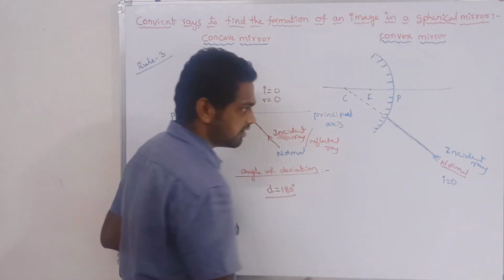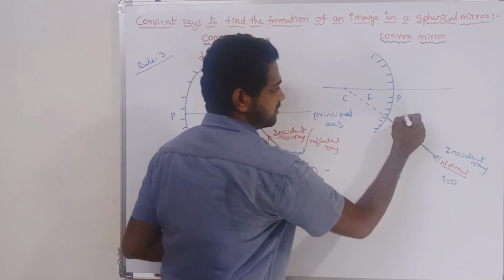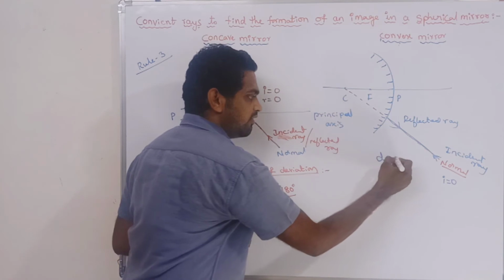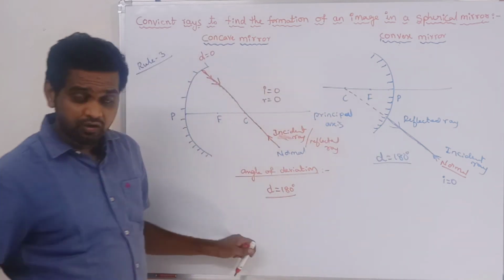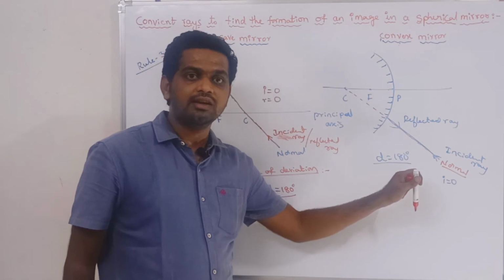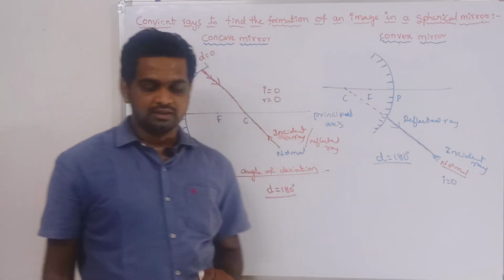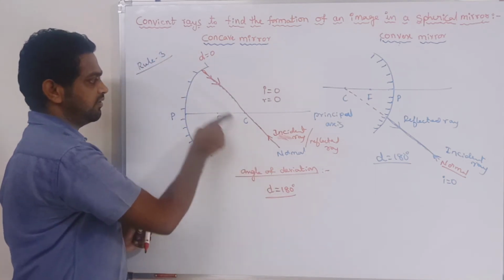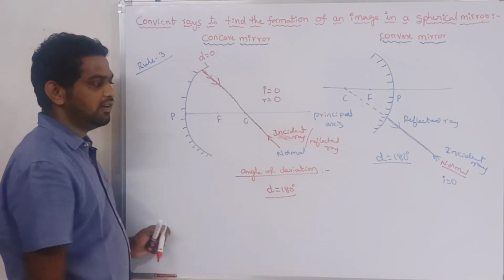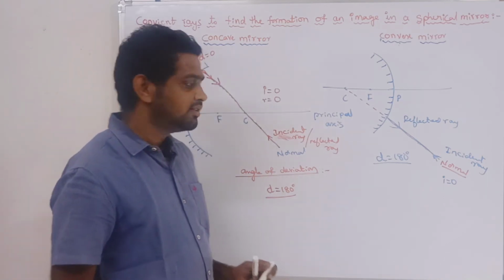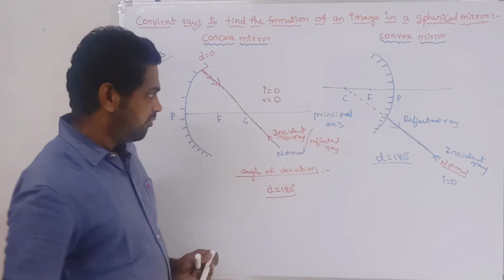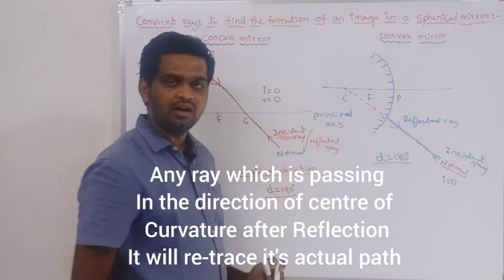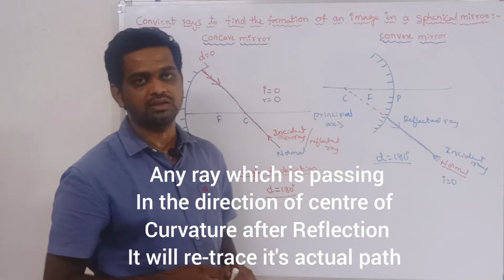Then in which direction you will get the reflected ray? In opposite direction. So this will be our reflected ray. Is it clear children? Here also the angle of deviation will be equal to 180 degrees. You won't get the undeviated ray here. You will get the deviation of 180 degrees. Clear children? A ray which is passing through the center of curvature in case of a concave surface, after reflection it will reflect in the opposite direction or else it will retrace its actual path. In case of a convex surface, a ray which is passing in the direction of the center of curvature, after reflection it will retrace its actual path.